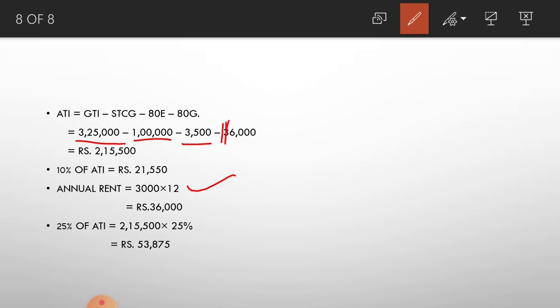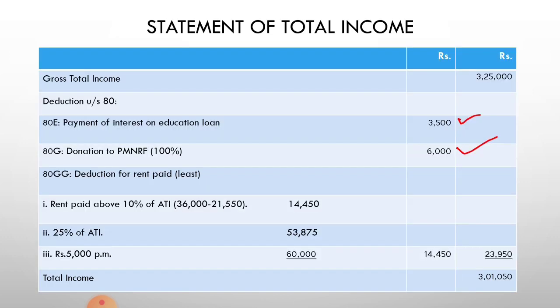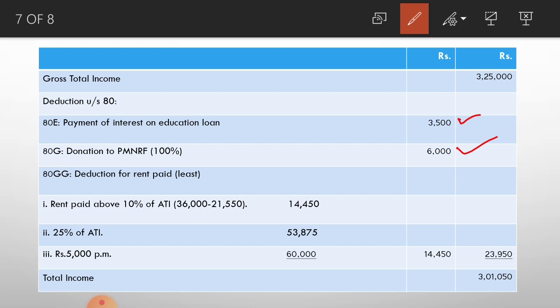When you deduct these items from gross total income, you get 2,15,500 as your adjusted total income. 10% of this 2,15,500 is 21,550. When you deduct 21,550 from 36,000, you get 14,450 as rent paid above 10% of adjusted total income. So, that is the first restriction.